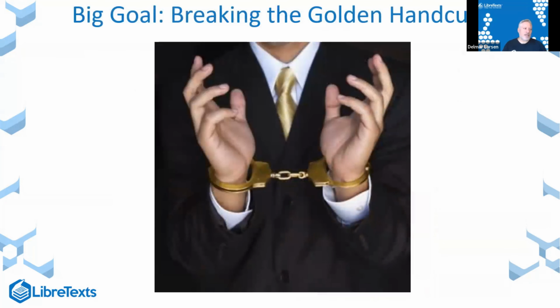So the big goal that we're trying to achieve is essentially to break the golden handcuffs. When I say golden handcuffs, I'm referring to what commercial publishers put onto faculty when they adopt the material in the class. Because when faculty come in, they often say, here's the textbook. And they say, oh, yeah, well, you also need a homework system. You also need ancillary materials. You need a question bank. You need presentation materials, power decks, interactives, and a range of other things.